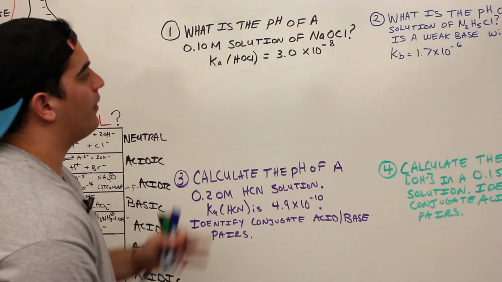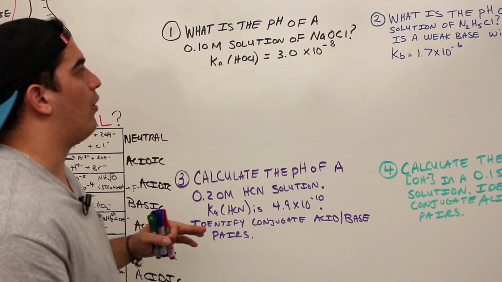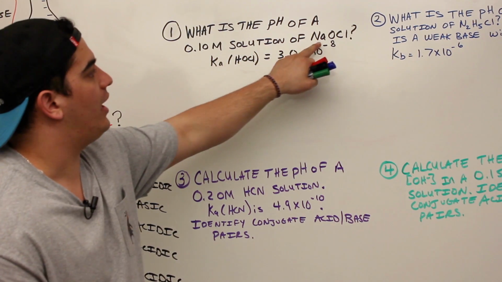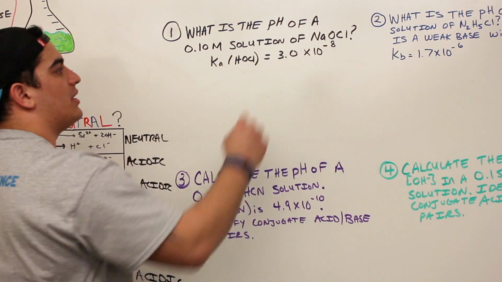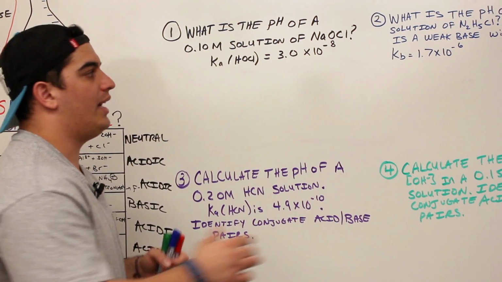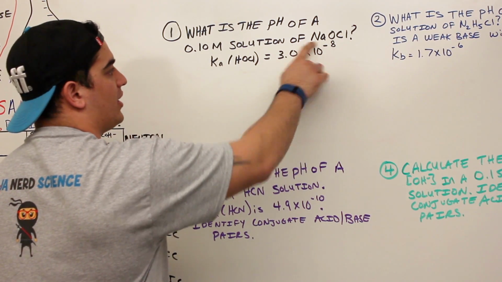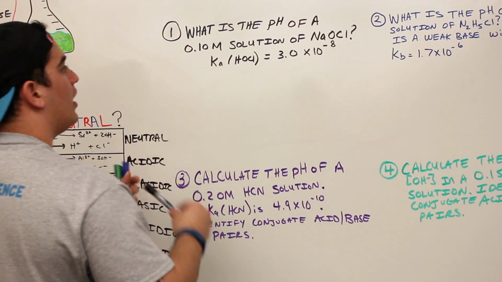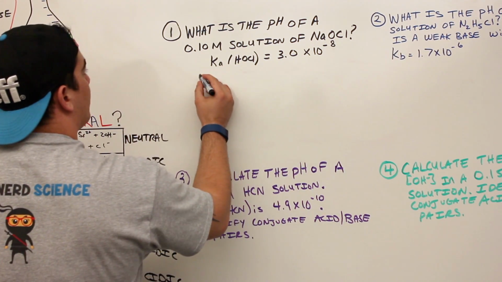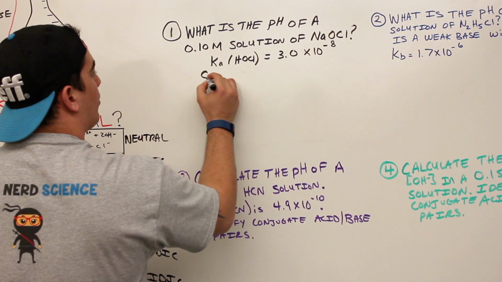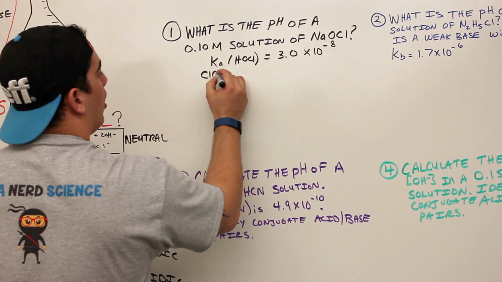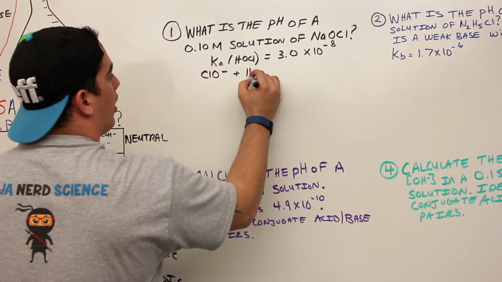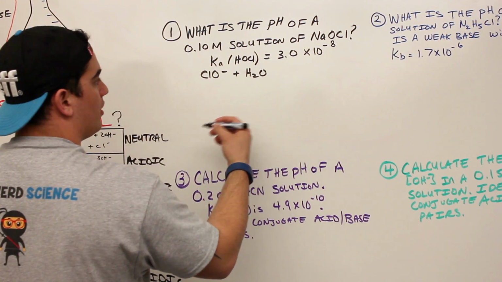Before we do anything, let's write out the reaction. Remember, sodium is acting like a spectator ion, and it's such a weak acid that it has no effect on the solution, so we're just going to get rid of it. I'm going to write this as ClO negative, and react it with water, because it's an aqueous solution.